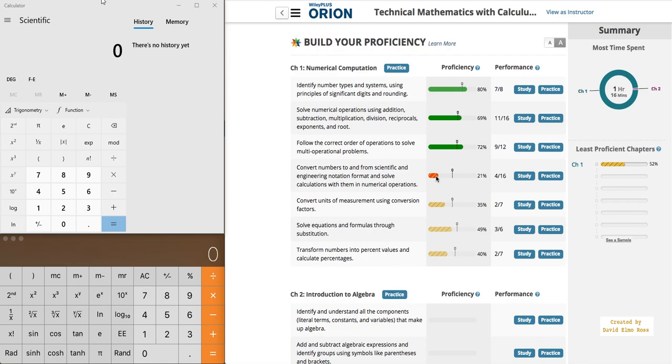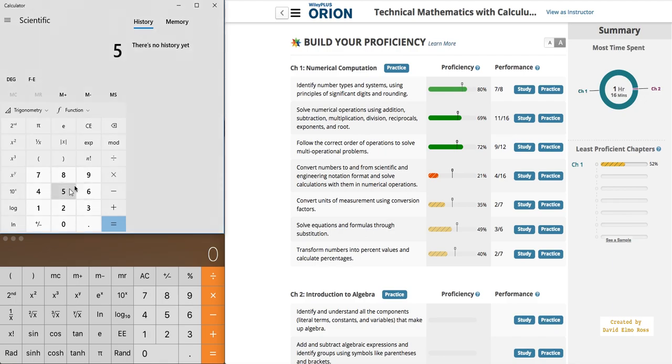or evaluation. And what I'm going to do is I'm going to look at solving numerical operations using addition, subtraction, multiplication, division, reciprocals, exponents, and roots. So we're going to take a look at this. But before we do, let's take a look at some basic calculations which you may not have been aware of.